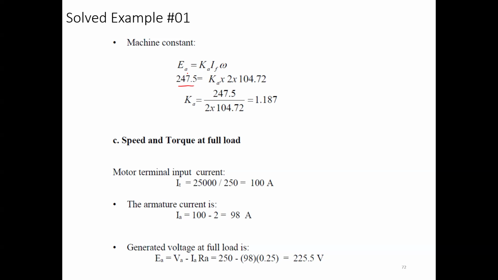So we can say EA equals Ka times IF times omega. So the IF is already calculated. So we have 2 ampere IF, we have omega. So we can get the motor constant as a function of the field current, not flux. So this is also acceptable, or one of the ways to calculate the motor constant. Especially if you are going to use this motor constant again to make some calculations in the same question. So this is our motor constant right now.